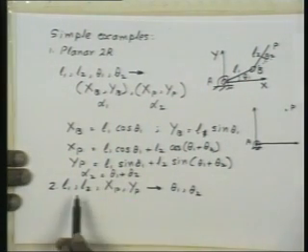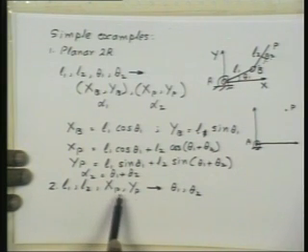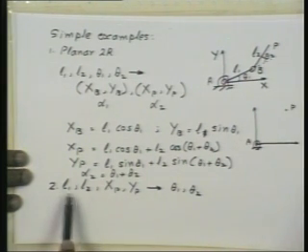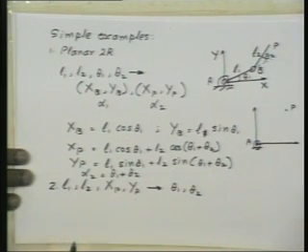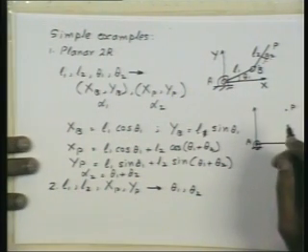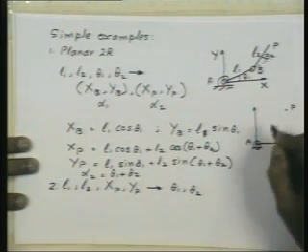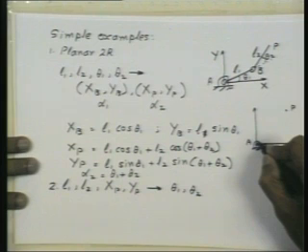Fine. So now the inverse problem is: given the position of a point on the end effector, the tip, and L1 and L2, the link lengths, find out theta 1 and theta 2. I'll do it here. It's fairly simple, the calculation.